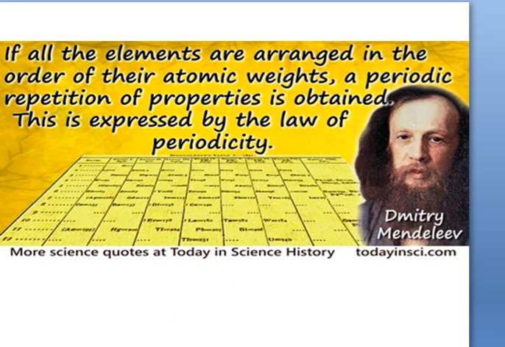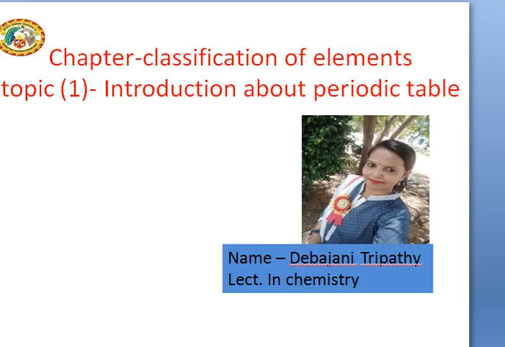So today we will start our new chapter, that is classification of elements and the periodicity in properties. In this chapter we learn about the history or the introduction of the periodic table, also the classification of elements, how to classify the elements in a periodic table, and also some properties of the periodic table. So first of all we will start our chapter from the introduction part.